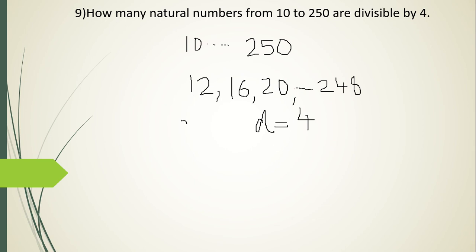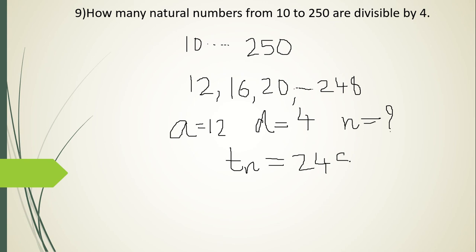So we know the first term A is 12. We know D is 4. And we have to find n like the previous sum. We know the nth term also, the last term also we know. Nth term is 248. Okay, so we know all this. Just substitute in the formula and find out n like how we did in the previous sum.